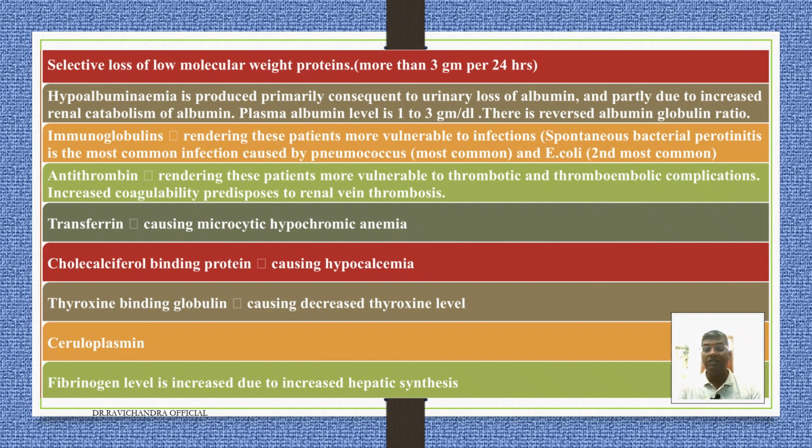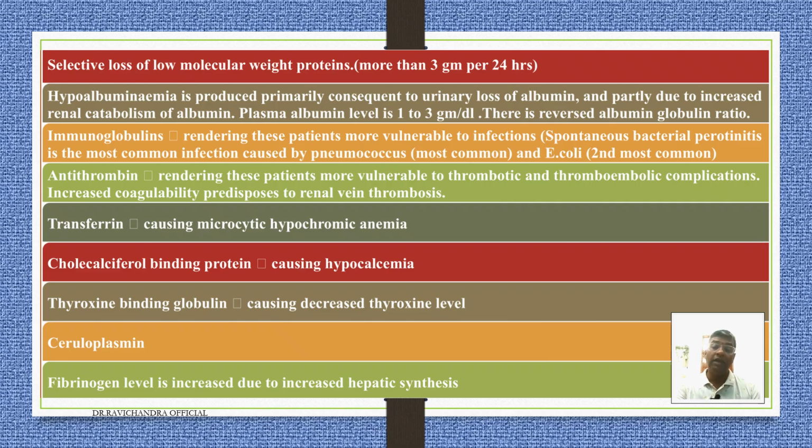Out of the 6 conditions of nephrotic syndrome, the first one is proteinuria. There will be proteinuria in both nephritic syndrome and nephrotic syndrome, but in nephritic syndrome it is non-selective proteinuria, whereas in nephrotic syndrome it is selective proteinuria. Selective proteinuria means selective loss of low molecular weight proteins, more than 3 grams per 24 hours.